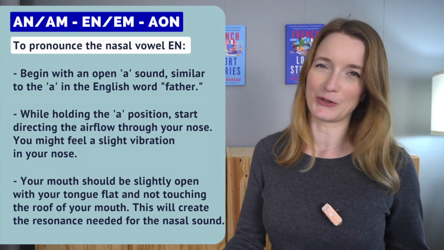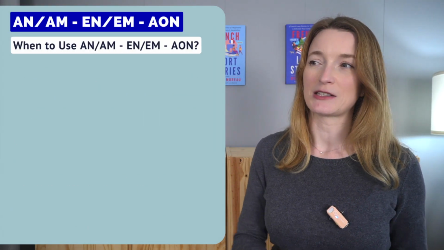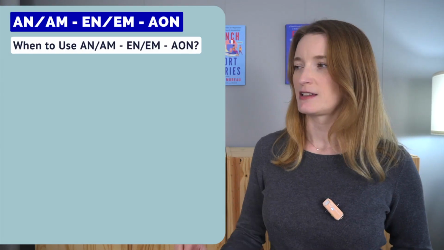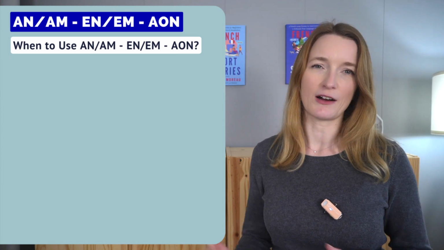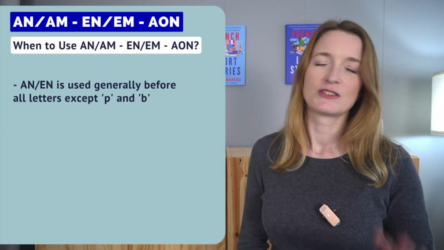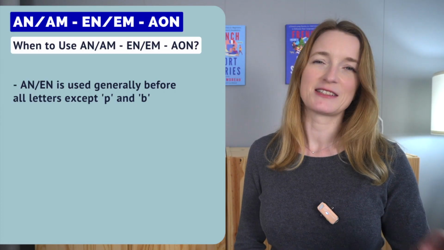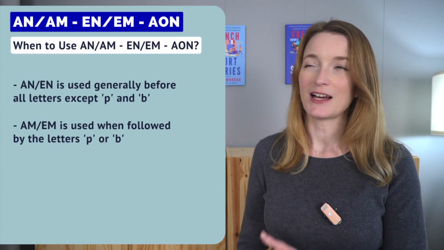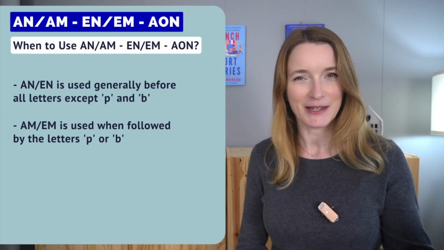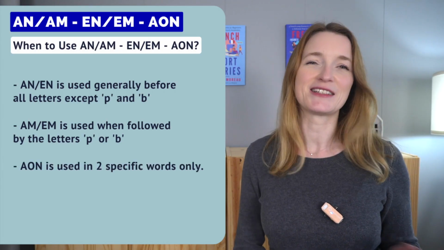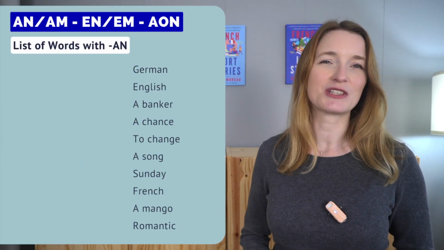It might take a little bit for you to get it. En, okay? We are going to see the sound in plenty of examples, but first, let's see when to use an, am, or aon. Which one to use in which word? So an is used usually before all the letters except p and b. Am is used when followed by the letters b and p, and aon is only used in 2 specific words only.